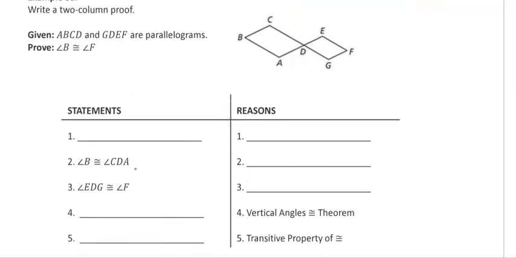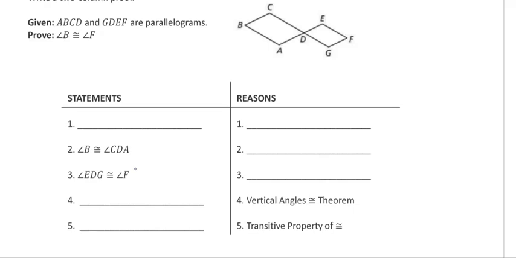Okay, so we're doing a proof to prove that angle B is congruent to angle F. Remember, in a two-column proof, we're going to start with the given. The given is ABCD and GDEF are parallelograms. And I'm just going to use the symbol for parallelogram, and that's given. All right, let's see what they wrote down. They wrote down that angle B is congruent to angle CDA. That's this angle right here.